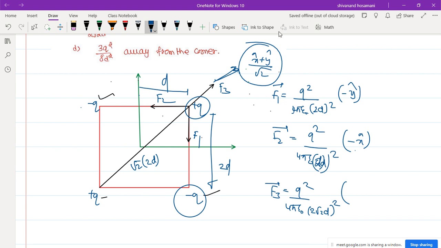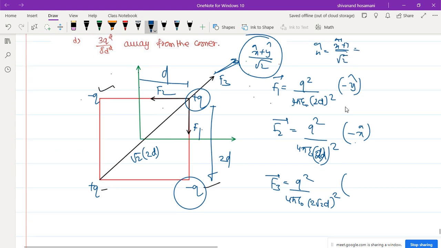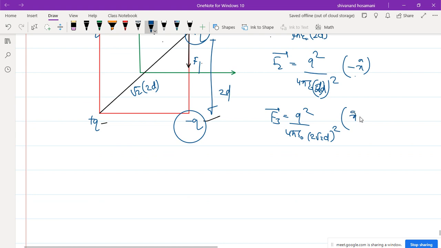This is the direction it goes, so this is the unit vector. n cap is equal to the vector divided by its mod, that is x vector plus y vector plus z vector. Since there are unit directions, we get the mod as root 2. Therefore this is going to be x cap plus y cap divided by root 2. It's a unit vector. So the total net force acting on this one is F1 vector plus F2 vector plus F3 vector.